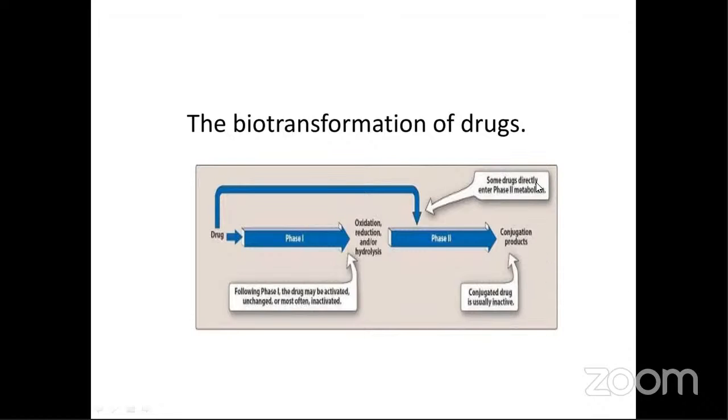Some of the drugs directly enter phase 2 also. Without entering phase 1, they can go for conjugation directly. After conjugation, they will be eliminated through your kidney. So some are going through phase 1 followed by phase 2, and some are going directly to phase 2. So this is the process.